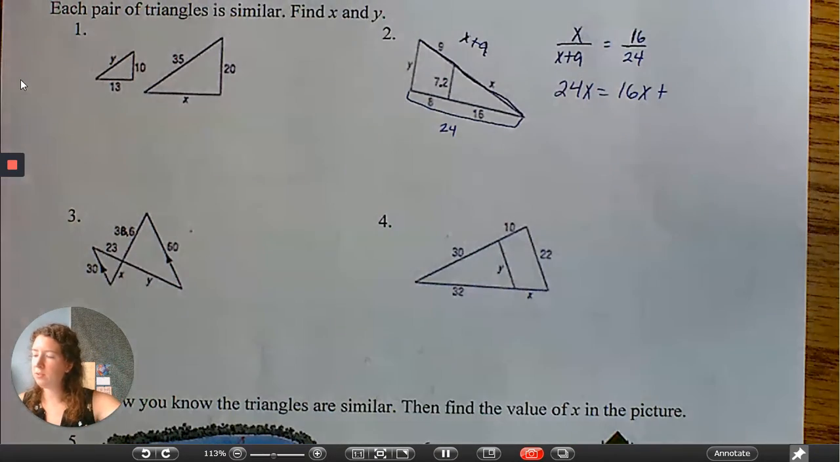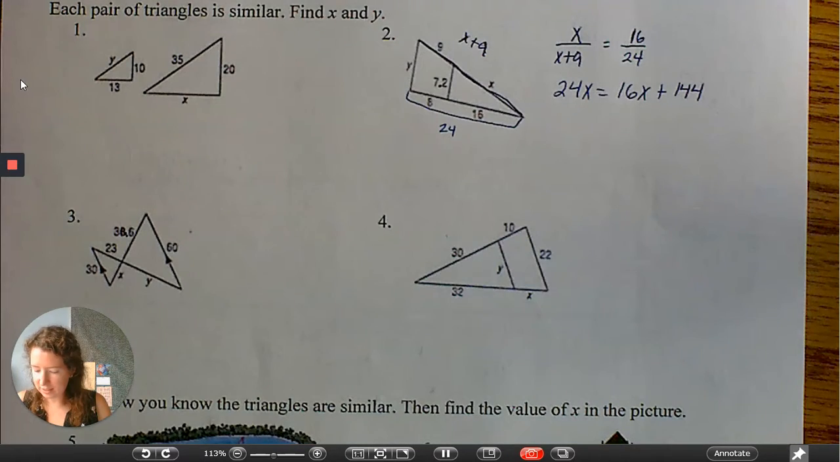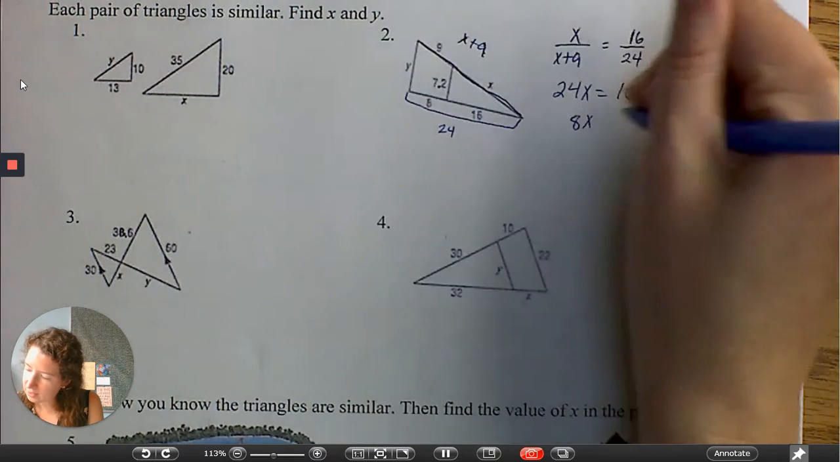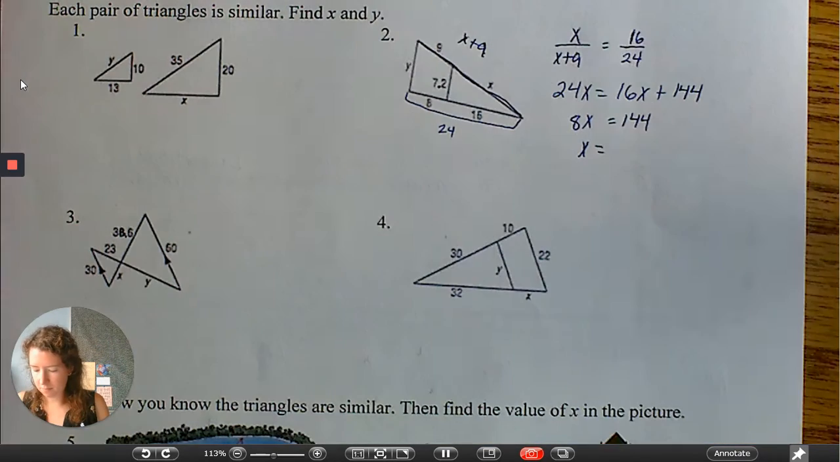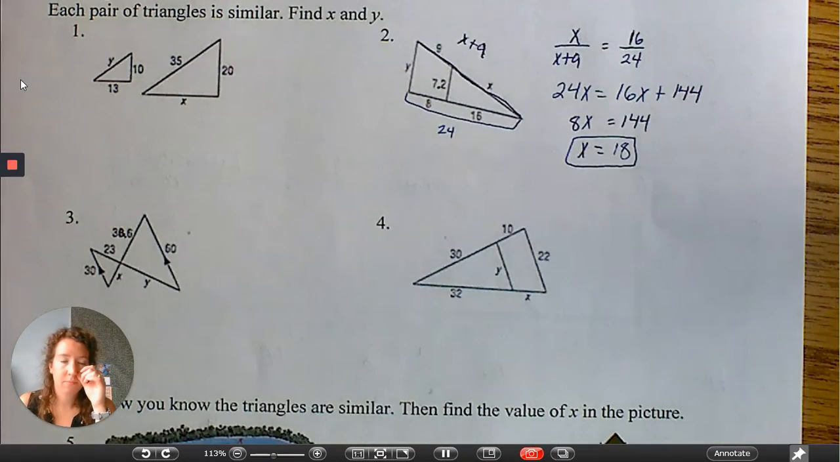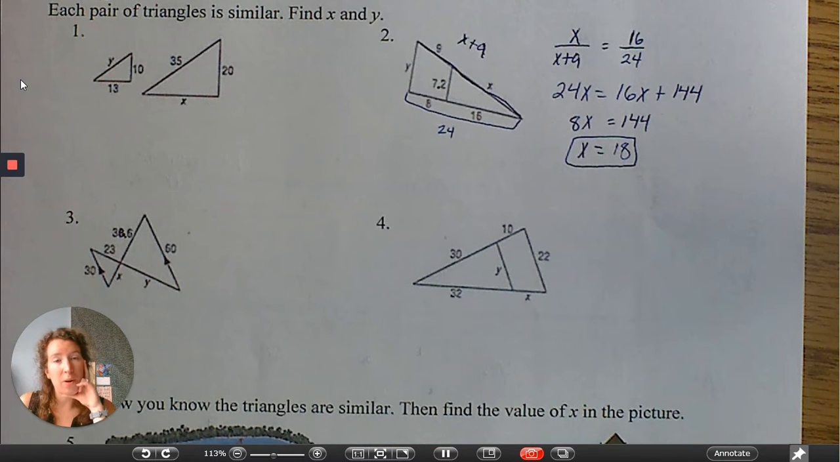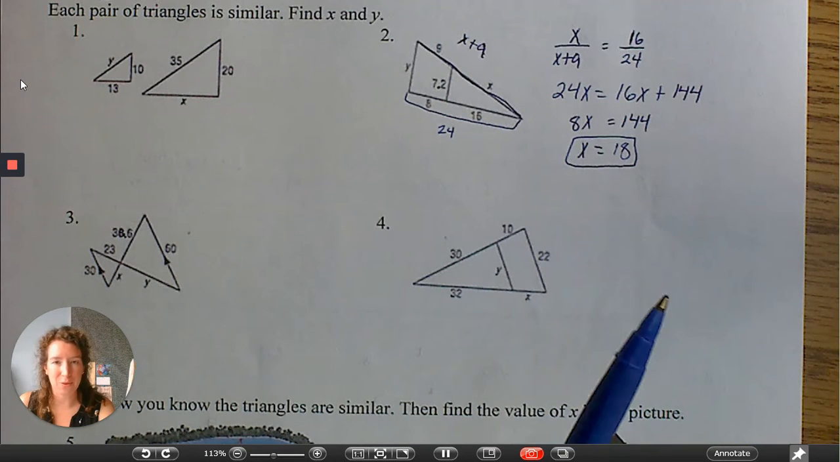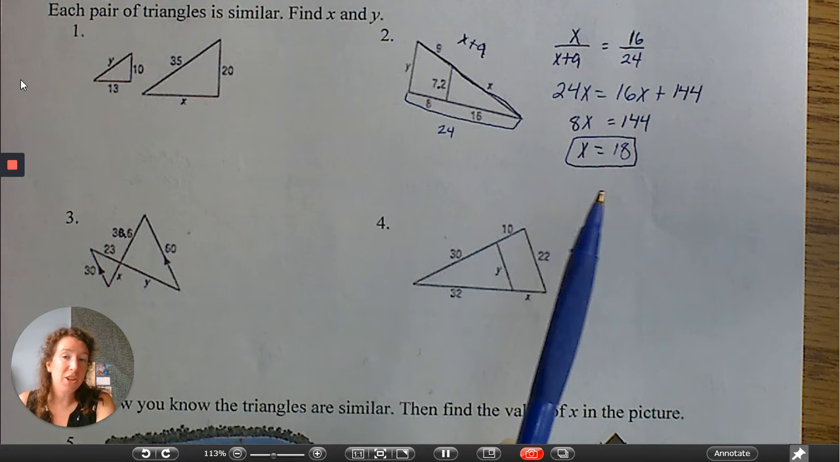I need a calculator to do 16 times 9. 144. We got 24 x minus 16 x gives me 8x equals 144. So x equals 18. Now, I could plug it back in and use that to find my variable for y. However, just in case I made a mistake, I'm going to solve for y without using what I found for x, just to make sure I don't make another mistake if I made a mistake the first time, which I didn't, but it could happen.